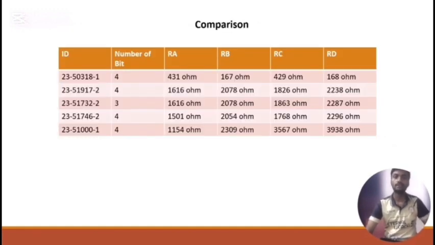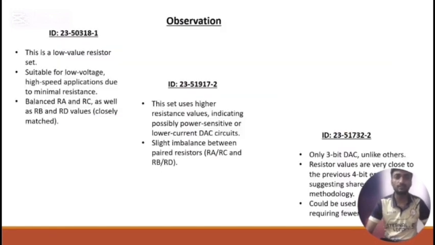In this section, we analyze different resistor configurations from group member IDs and their impact on digital-to-analog converter (DAC) circuits. Some of the group members used low value resistors, while others used higher value resistors. Some have a slight imbalance between the paired resistors RA, RC and RB, RD. Some used a 3-bit DAC, while others used a 4-bit DAC.